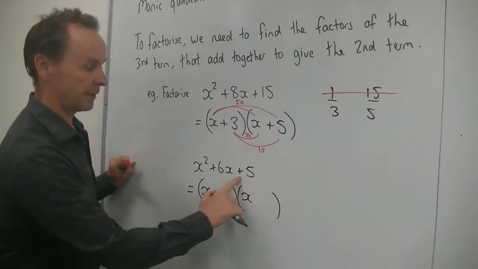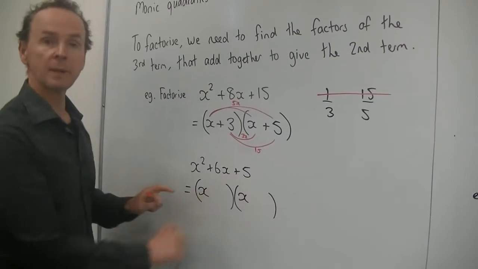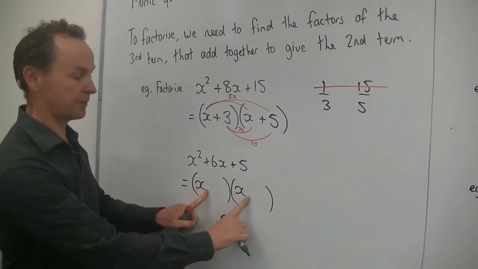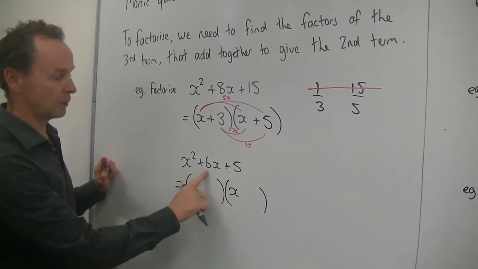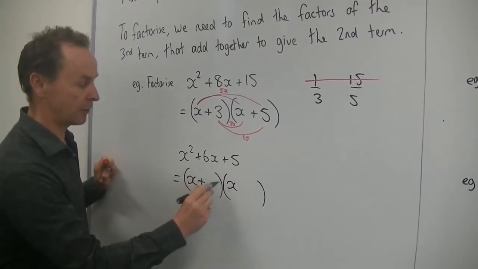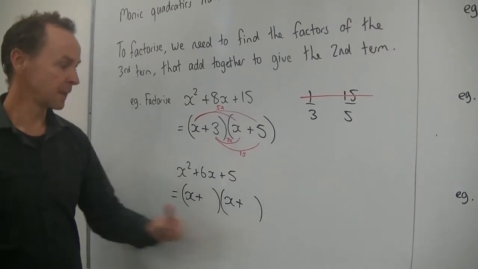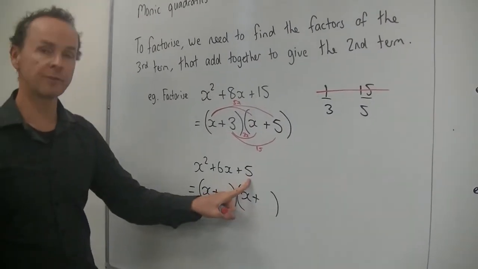Then I look up here at the third term, it's a plus, which means both terms are going to be the same. So they're both going to be either positives or negatives. And I look at my middle term, it's a plus, so I know that they're both going to be pluses. So look at that, I've almost got the answer filled in already. Now all I have to do is look for factors of 5.